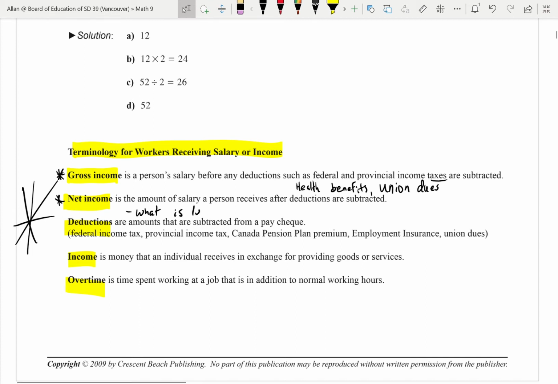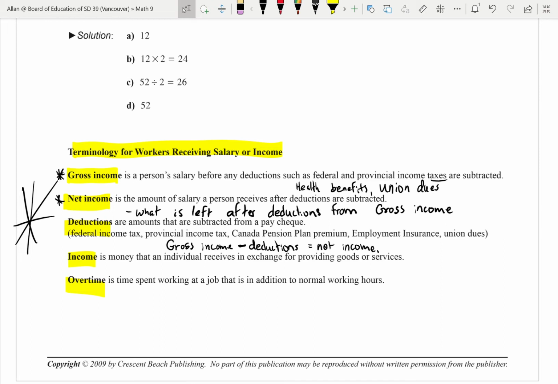So you can say net income is what is left after deductions from gross income. Last but not least, third in this, there's deductions. And what we can think about is gross income minus your deductions equals your net income. And that's net.